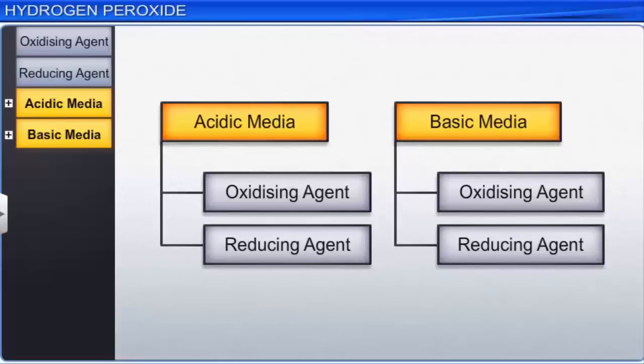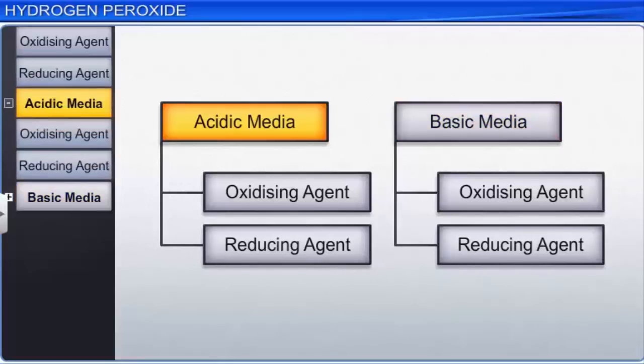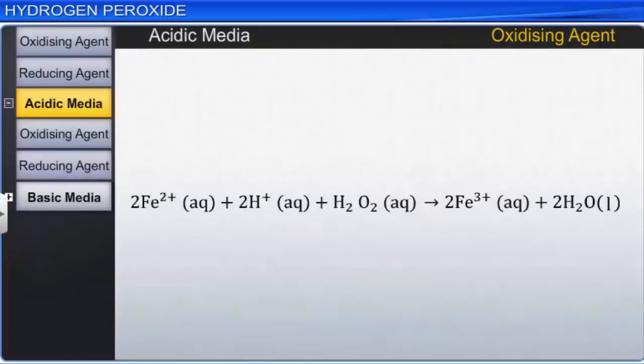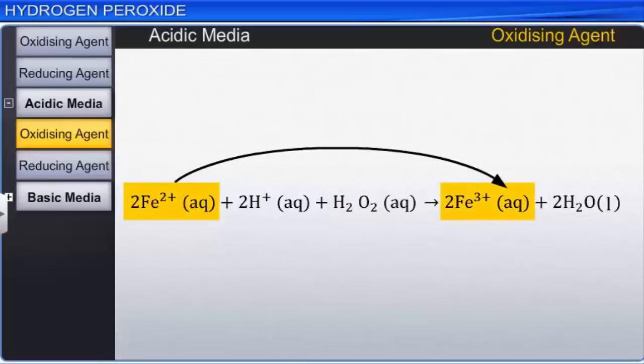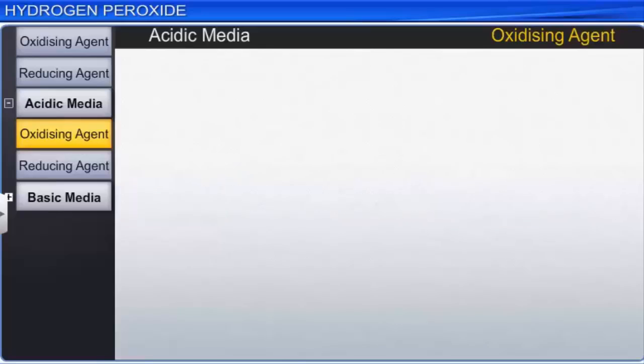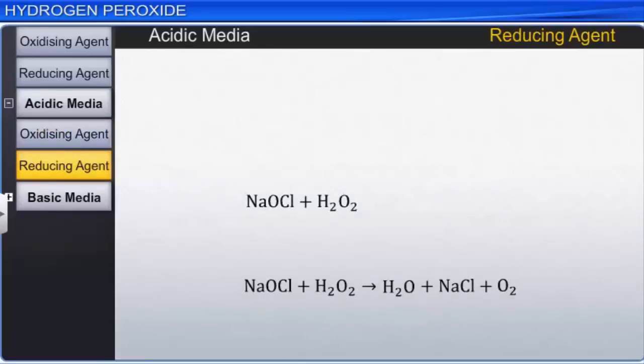In an acidic medium, as an oxidizing agent, hydrogen peroxide reacts with ferrous ions to form ferric ions. As a reducing agent, it reacts with sodium hypochlorite and yields water, sodium chloride, salt, and oxygen. This reaction is also used in laboratories to prepare oxygen.